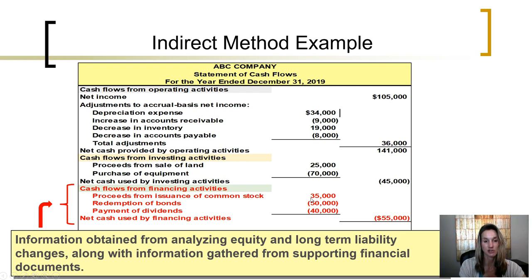$35,000. ABC redeemed bonds, or paid off bonds, resulting in a $50,000 cash outflow. Dividends were paid, resulting in a $40,000 cash outflow. The positive cash inflows and the negative cash outflows are combined to get the overall cash outflow during the year from activities related to financing.